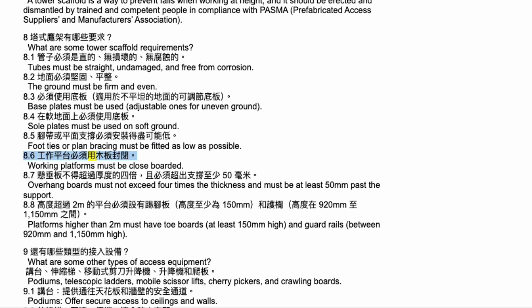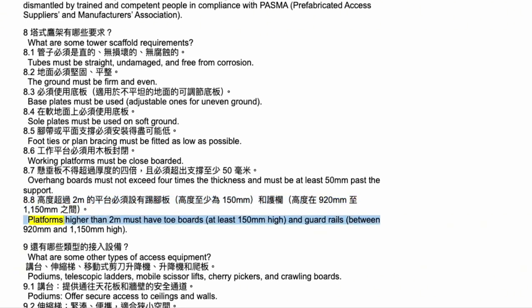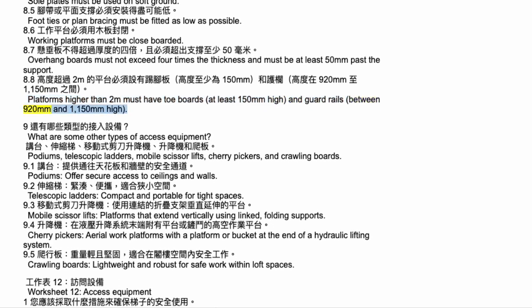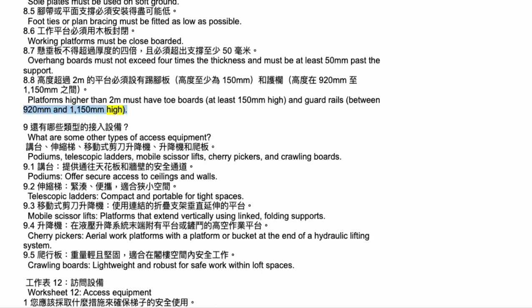8.6 Working platforms must be close-boarded. 8.7 Overhang boards must not exceed 4 times the thickness and must be at least 50 millimeters past the support. 8.8 Platforms higher than 2 meters must have toe boards, at least 150 millimeters high, and guardrails, between 920 and 1150 millimeters high.